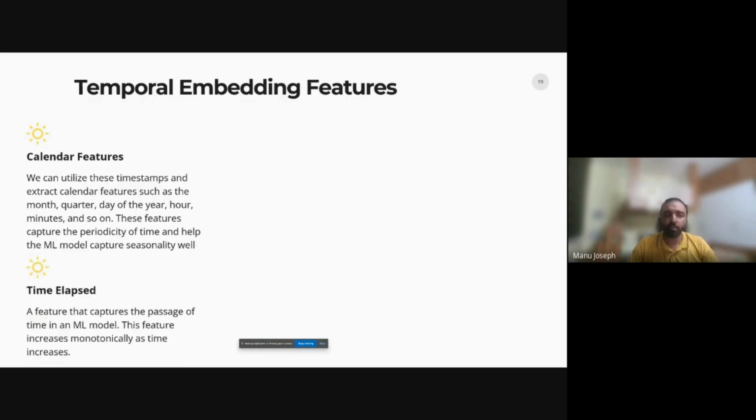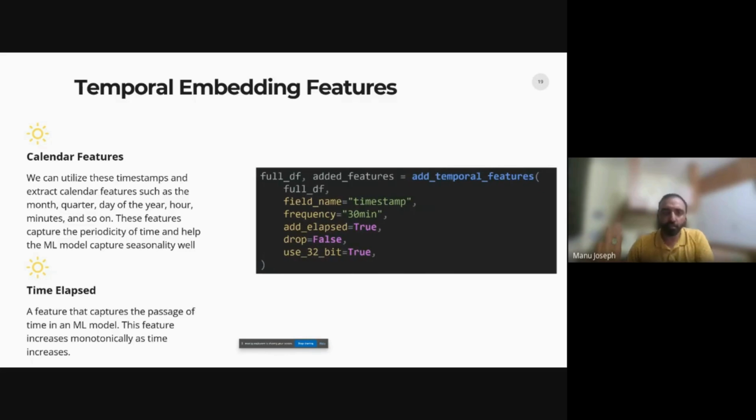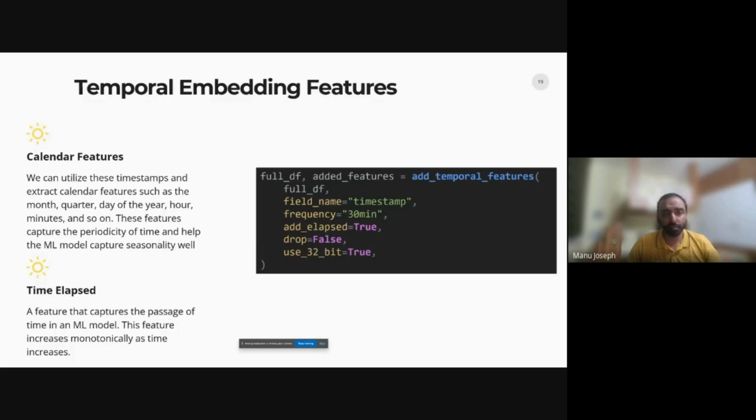And you can even create something called time elapsed, which is basically a simple linearly increasing feature, just a proxy for passage of time. All these you can just add using this method. It's called add temporal features. You can give the column where the time is. You can give the frequency of the data. Like this is 30-minute data, so I give 30-minute, and all the rest is taken care of by the method. It will automatically take up whatever is relevant and add it to the full DF, and return it. So we talked about including the temporal features, right?